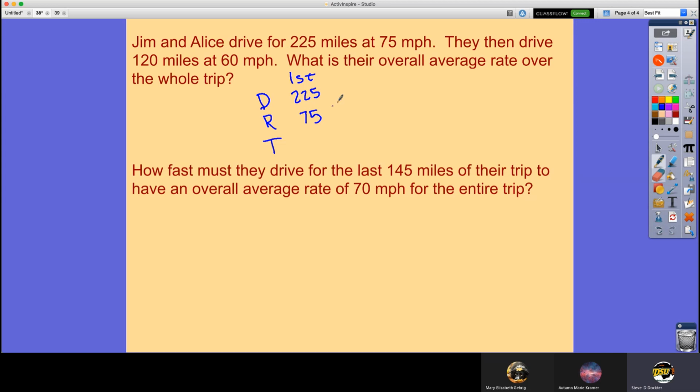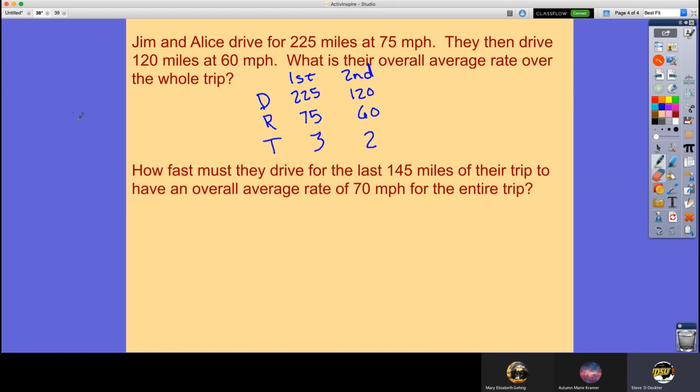225 divided by 75, better known as 3. Okay, but that's how you figure it out. 225 divided by 75 will give us our time for that. Then we go to our second leg. All right, we see that it's 120 miles there with a rate of 60. What's the time for that one? 2 hours.